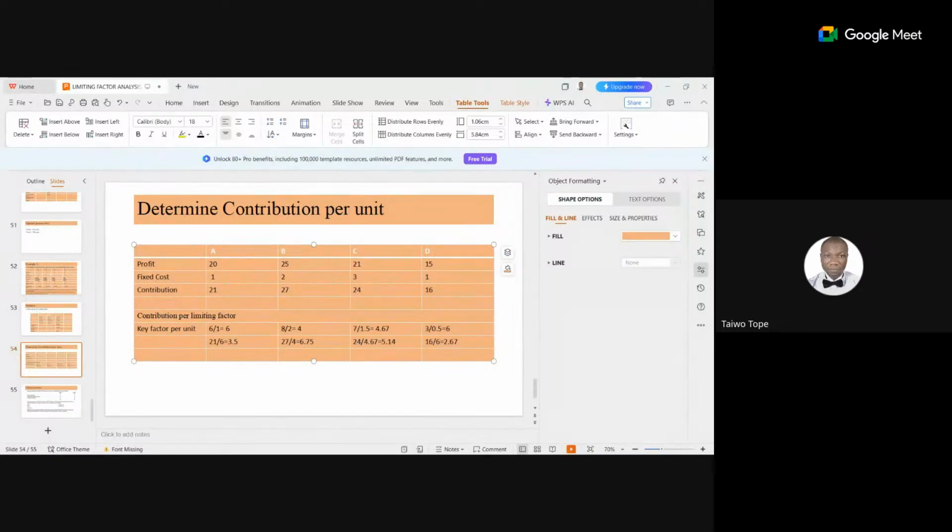Right. So now the next thing is to rank. Which product is giving us the highest contribution per limiting factor? B. This is first. The next is C. And the next is A. And this is the fourth.